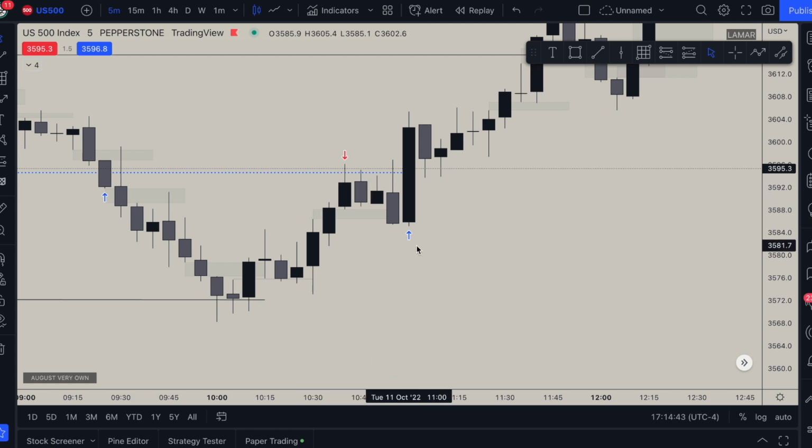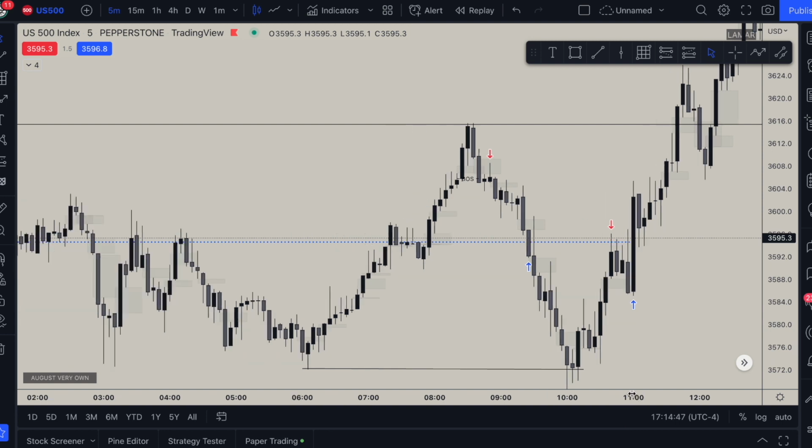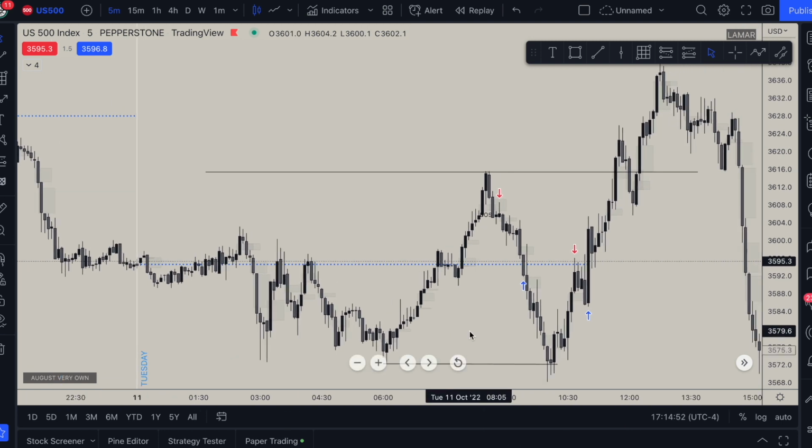And that was my entry where I was wrong. But hey, that is price action for you, and that was today's trade, October 11th. And I'm going to continue to use BPR. It is working pretty well.